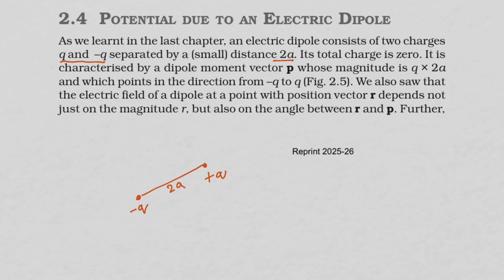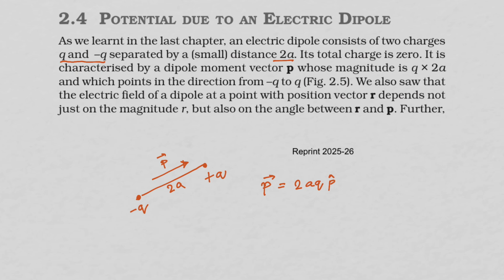And there is something called the dipole moment, that is p. It is a vector quantity. It is equal to 2aq, and since it is a vector quantity, we use the unit vector p cap. The direction of the electric dipole moment is from the negative to the positive charge. So this is the direction of p. We have to find the potential due to this setup, this dipole.